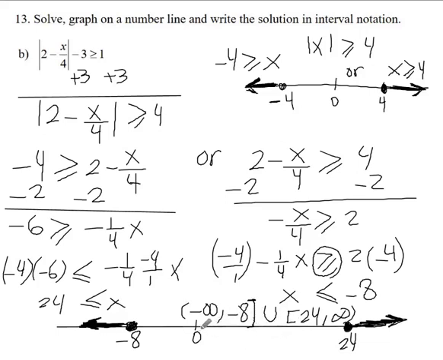You can easily check the answer to see if that's correct. If I pick x equal to 0, that shouldn't work because 0 is not a solution. So if I substitute 0 for x, I get 2 minus 0 would be 2. Absolute value of 2 is equal to 2. 2 minus 3 gives you minus 1. Minus 1 is not greater than or equal to 1. That's good because we're not claiming 0 is a solution. If you pick 25 or negative 9 and substitute that for x, that should work. That should be greater than or equal to 1.